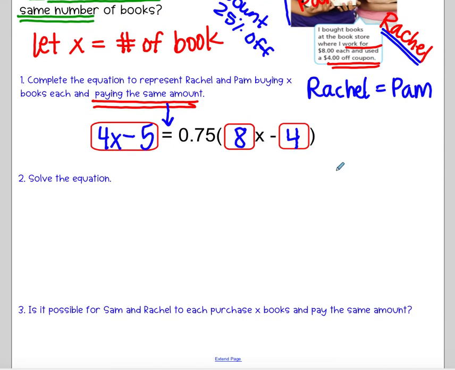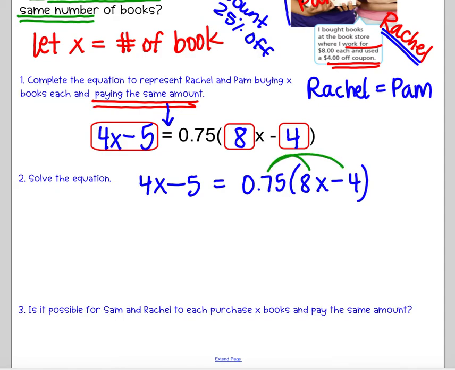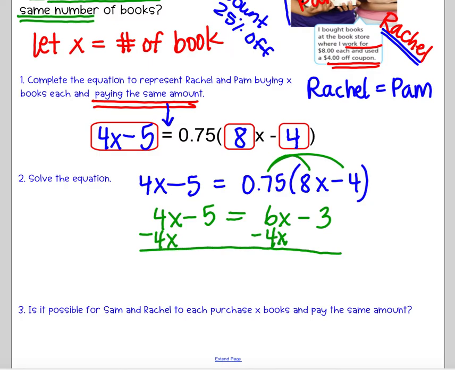So question 2 says, let's solve this equation. So I'm going to rewrite 4x minus 5 equals 75 hundredths times the quantity of 8x minus 4. So let's solve the equation. Let's simplify it by distributing. 75 hundredths times 8x is 6x, minus 75 hundredths times 4 is 3. Bring everything else down. Let's bring our like terms together by doing the inverse. So I'm left with negative 5 is equal to 2x minus 3. Now let's bring the constants together by adding 3.